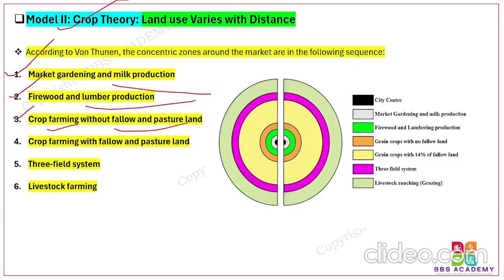Third is crop farming without fallow and pasture land. Fourth is crop farming with fallow and pasture land, fifth is the three-field system, and sixth is livestock farming. Here is the graph. We can see that the black region at the center is the city region. The surrounding regions have distinct characteristics that represent different types of cultivation and farming nature. Here, graph-wise, are the market gardening and milk production, and firewood and lumber production.